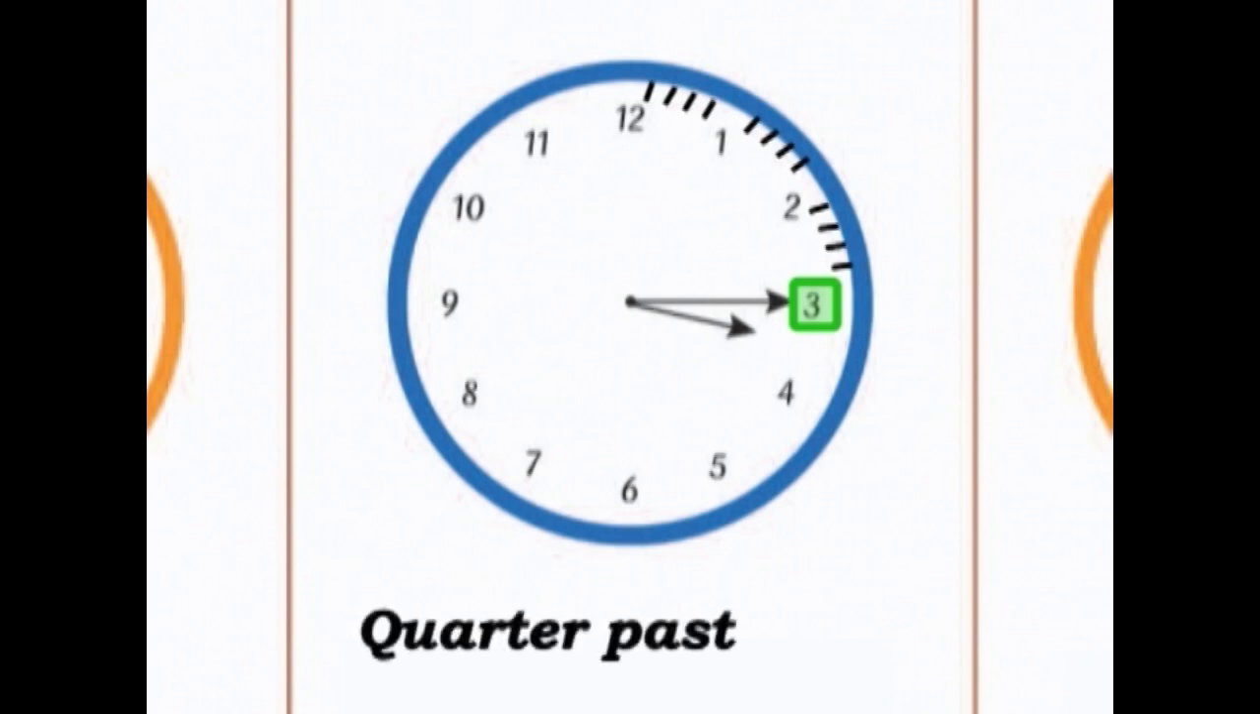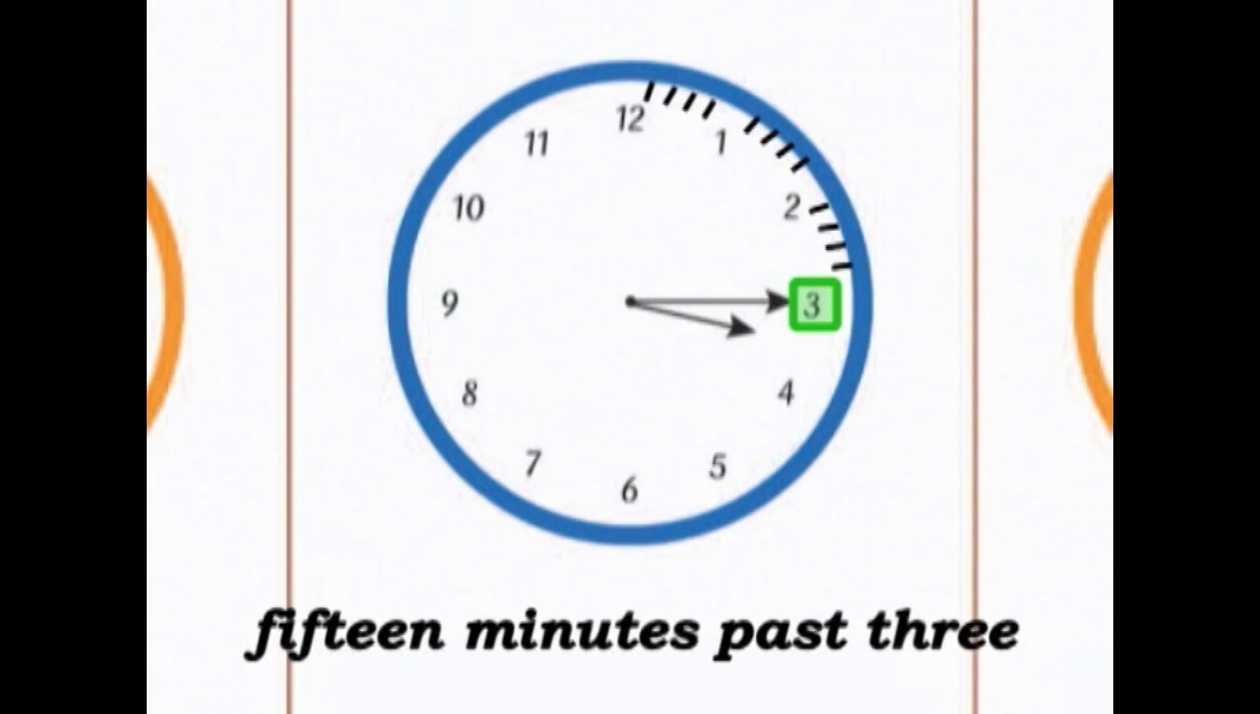So when the big hand points at number 3 and the small hand points just past 3, it's the same as a quarter past 3. Or you could say 15 minutes past 3. Whew, that's all for today.